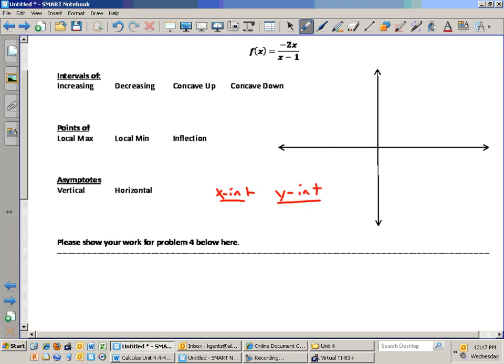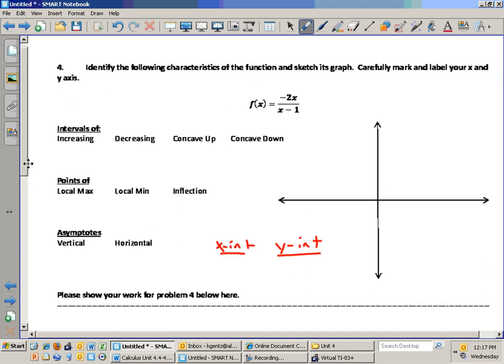Okay, x intercepts occur where the function is equal to 0. So I look at the top. Where's the top equal to 0? At 0. And the y-intercept occurs where x is equal to 0, correct? So if you plug 0 in for x, what do you get? 0. So what do you know? This thing goes through the origin at 0, 0. If I set this equal to 0, it'll come out. I know that so easily because where the top is equal to 0, the whole thing's equal to 0.